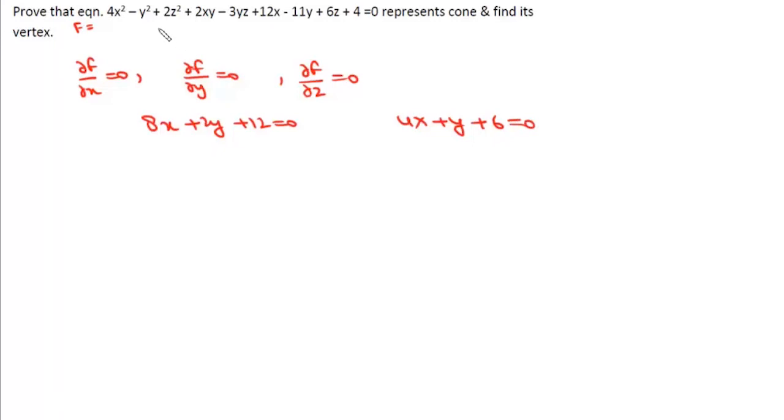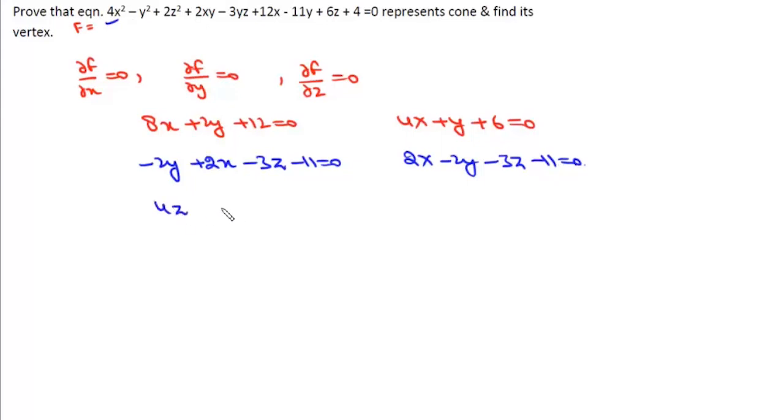Now we differentiate it with respect to y, we'll get minus 2y plus 2x minus 3z minus 11 equals 0. So it will be 2x minus 2y minus 3z minus 11 equals 0. And then finally we differentiate this equation with respect to z, we'll get this as 4z minus 3y plus 6 equals 0. So there will be minus 3y plus 4z plus 6 equals 0.